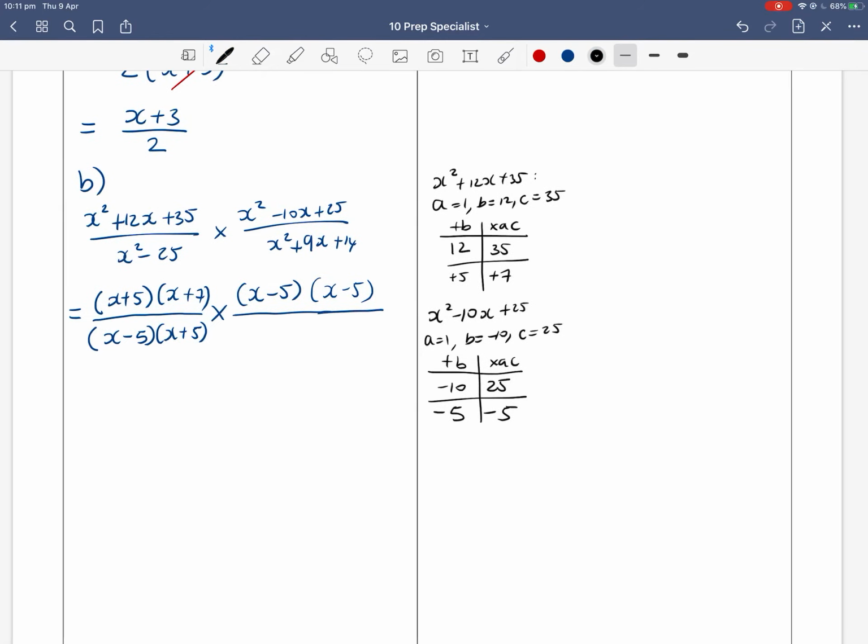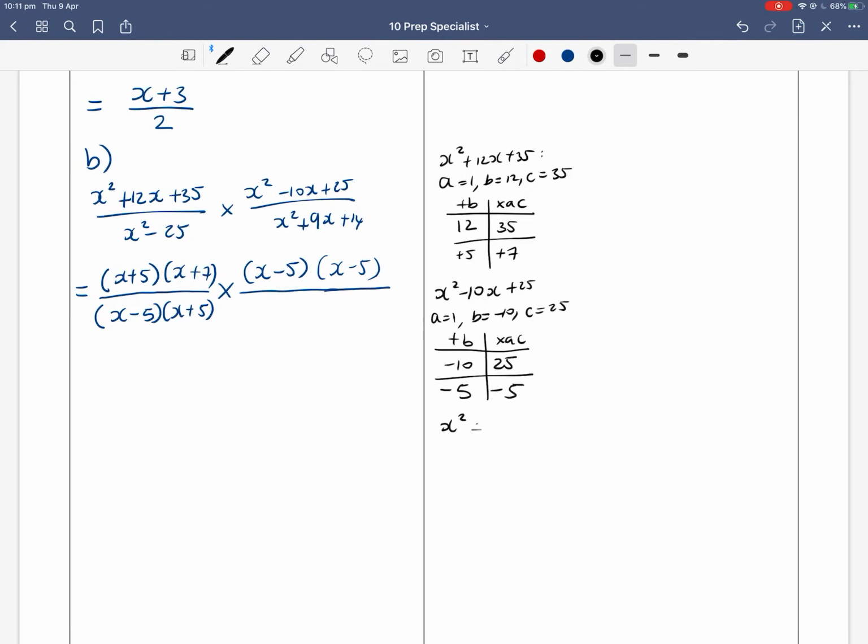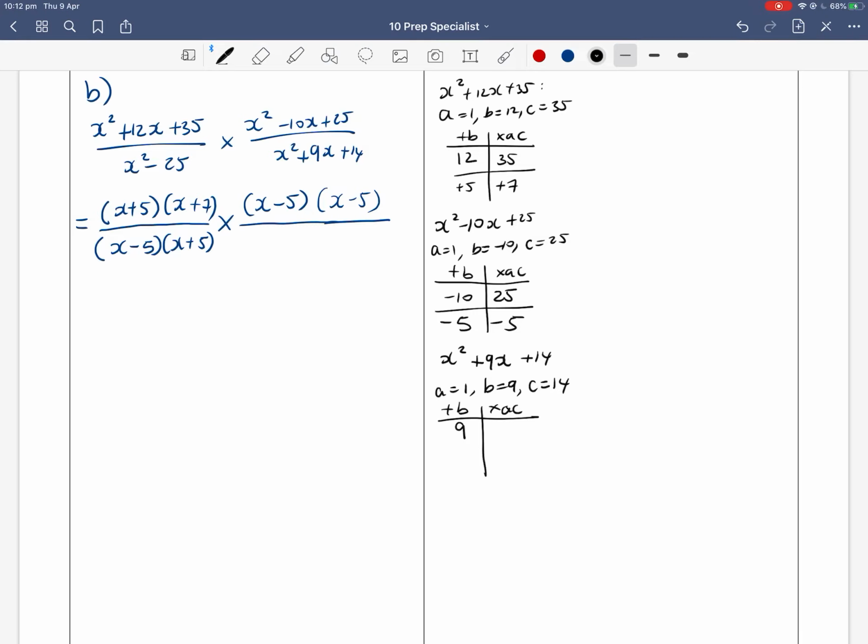And then lastly, the denominator, we have x squared plus 9x plus 14. So a is 1, b is 9, c is 14, plus b times ac table. B is 9, a times c is 14. Two numbers that multiply to be 14 but add to be 9 is 7 and 2. So positive 7, positive 2. So back over at the fraction, we have x plus 7 times x plus 2.